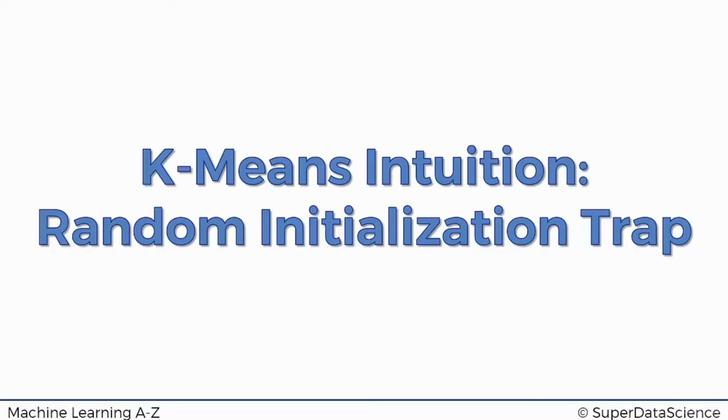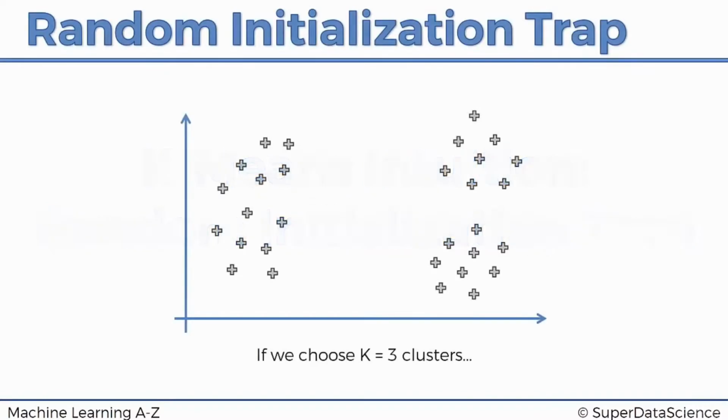Today we're going to talk about a specific aspect of the k-means algorithm, which is the random initialization trap. So let's have a look at this phenomenon and see what it's all about. So, random initialization trap. Here we've got a scatter plot, again with two variables, the x and y coordinates. And in this case, let's say we're going to choose three clusters.